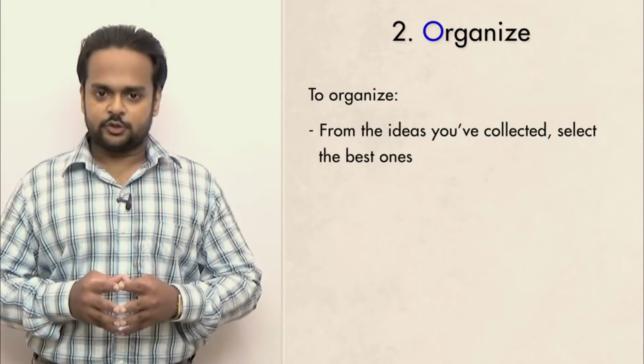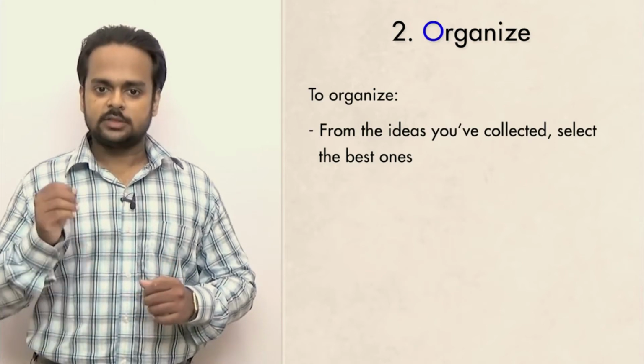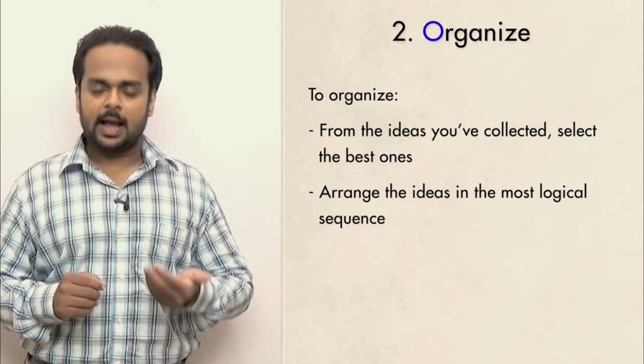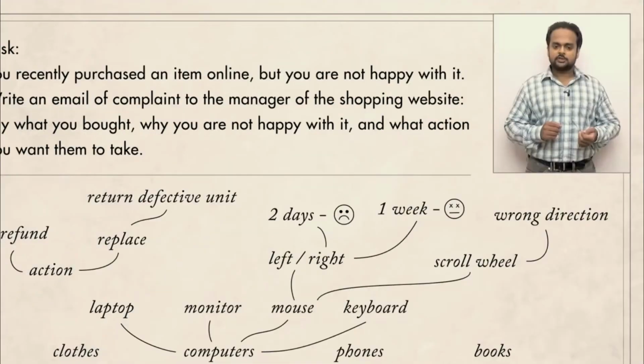So in this stage, the first thing you do is go to the ideas you've collected and select the best ones. After that, you take those ideas and arrange them in the most logical sequence. So here, we're back with our ideas for the complaint email. It's easy to see which ideas we want to keep. The mouse, the right-click button with its two problems, the scroll wheel, and the request to replace it.